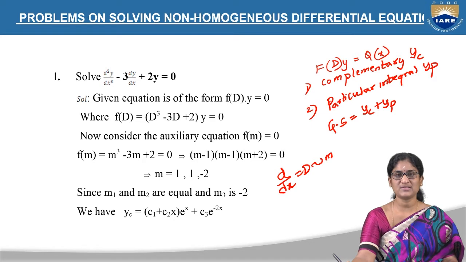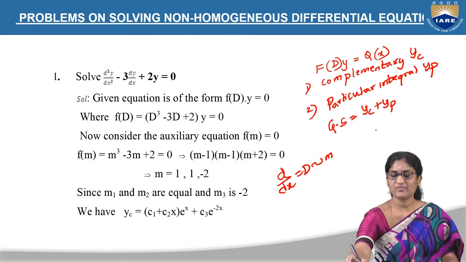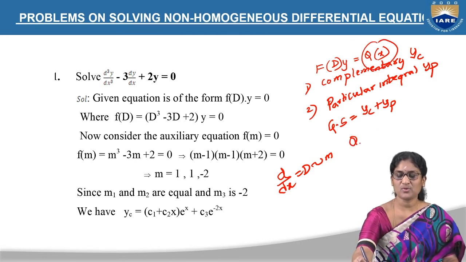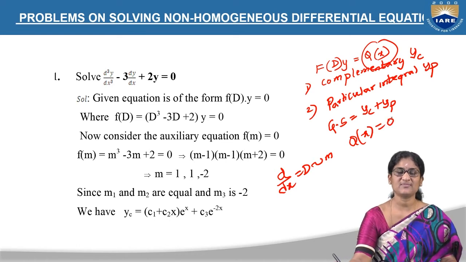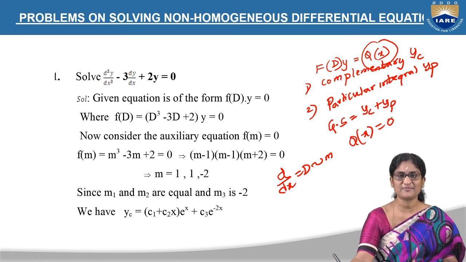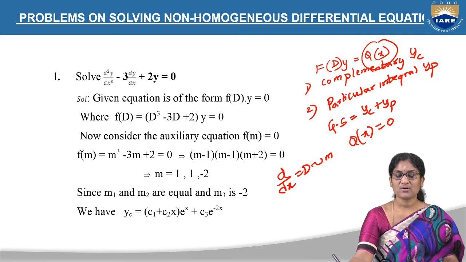Solve a homogeneous differential equation. Now, again, the question arises when the equation is said to be homogeneous. When this Q of x is equal to 0, there is no need to find the particular integral. We need to find only the complementary function. So, it is called a homogeneous differential equation. If Q of x is not equal to 0, then we need to find the particular integral also. So, the given equation is in the form of f of D into y is equal to 0.